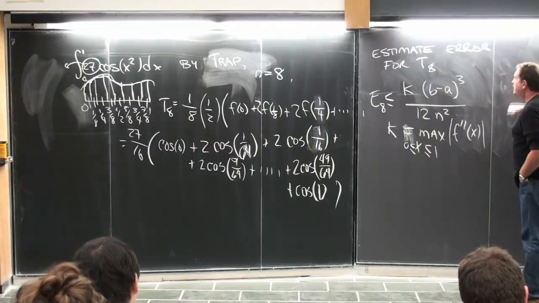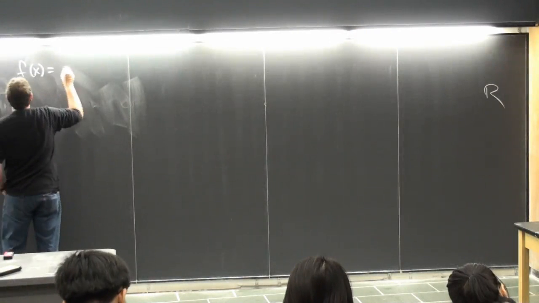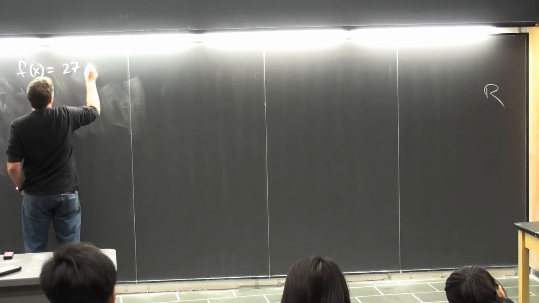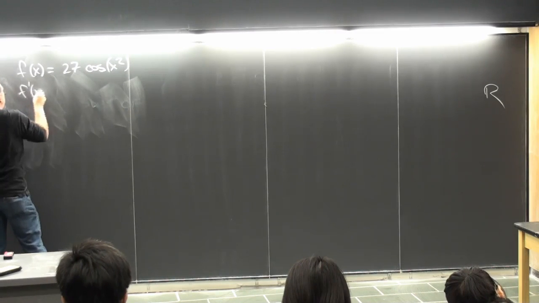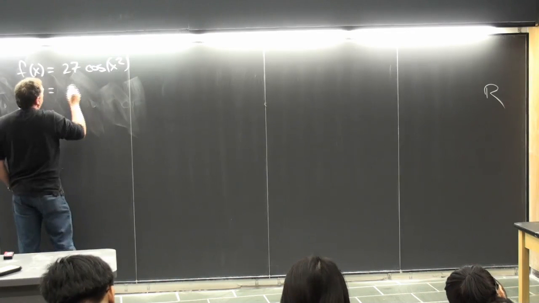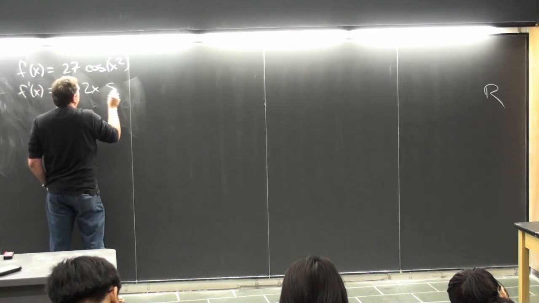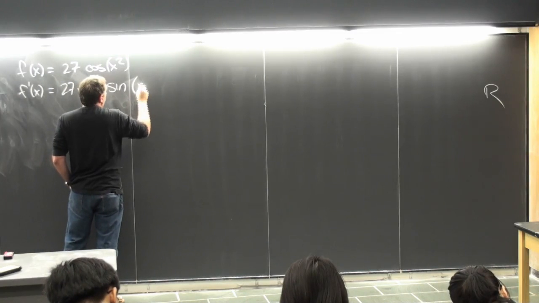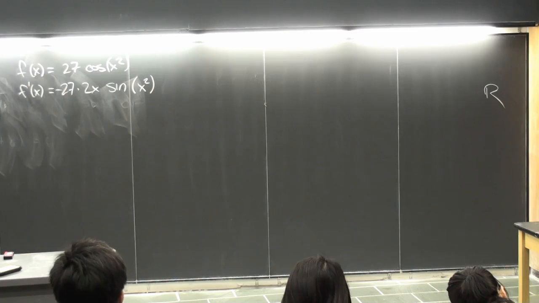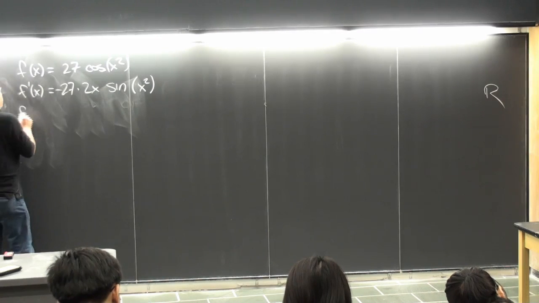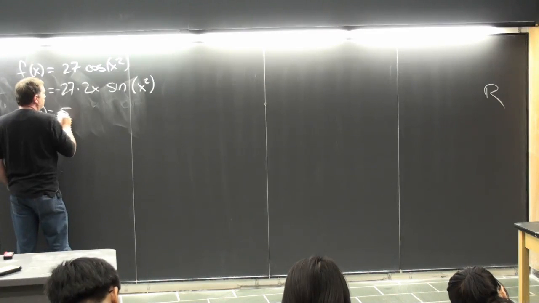So here, we need to take the second derivative of our function. Our function is 27 cosine x squared. So our first derivative, we have to use the chain rule, is 27 times 2x times the sine of x squared, and it's negative. Yes? And the second derivative, which is the one we want, is 54.